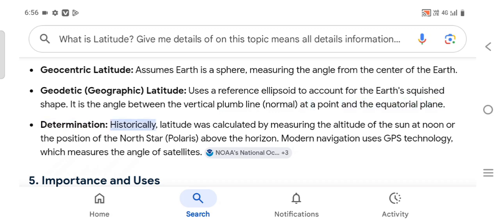And 3. Determination. Historically, latitude was calculated by measuring the altitude of the sun at noon or the position of the North Star, Polaris, above the horizon. Modern navigation uses GPS technology, which measures the angle of satellites.